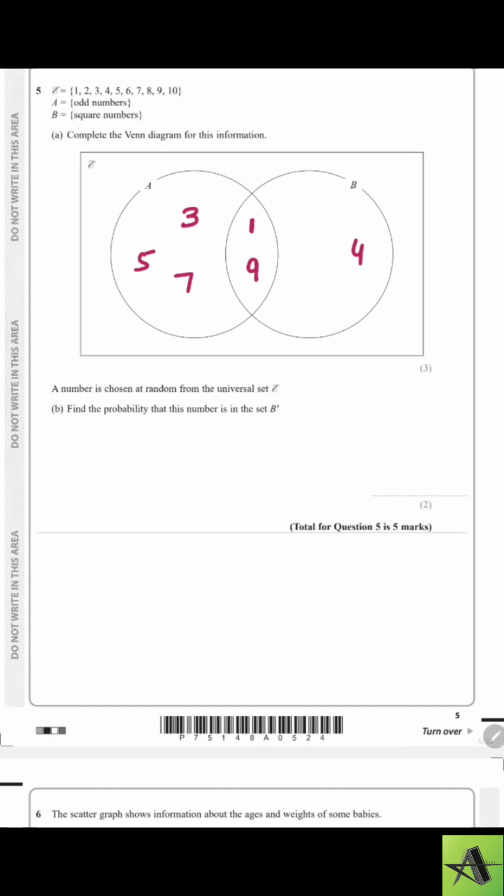Next is those numbers that are not inside the circles will go outside the circles. So those numbers are 2, 6, 8, 10. You can fill these numbers anywhere on the remaining part.